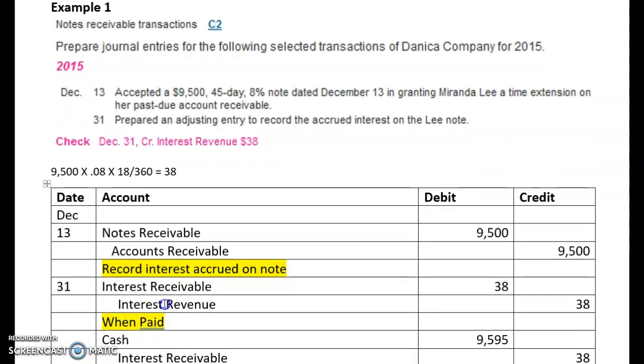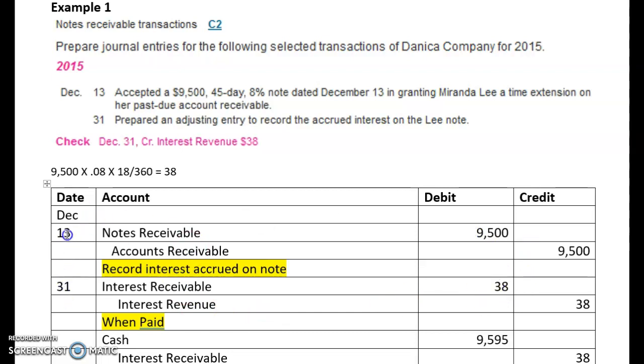The adjusting entry, as you recall from the first exam material, we need to make sure that during the year, in year ending December 31st, we have the revenue correctly recorded at the end of the year. So we need to create an interest receivable because Miranda's not paying us the interest yet. Interest is receivable and record the revenue that we're entitled to collecting when she pays us the principal plus interest. Well, how do we get to $38?